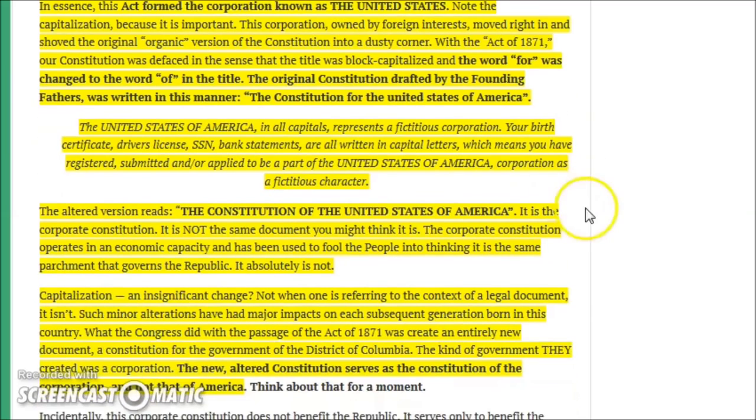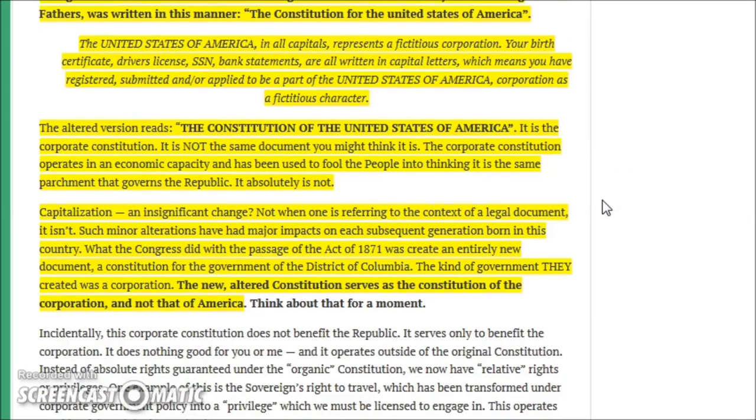It goes on to say here, the UNITED STATES OF AMERICA, capital letters, represents a fictitious corporation. Your birth certificate, driver's license, social security number, bank statements are all written in capital letters, which means you have registered, "regis" means crown, submitted and are applied to a part of the United States of America corporation as a fictitious character. The altered version, the capital letters, the Constitution of the UNITED STATES OF AMERICA.